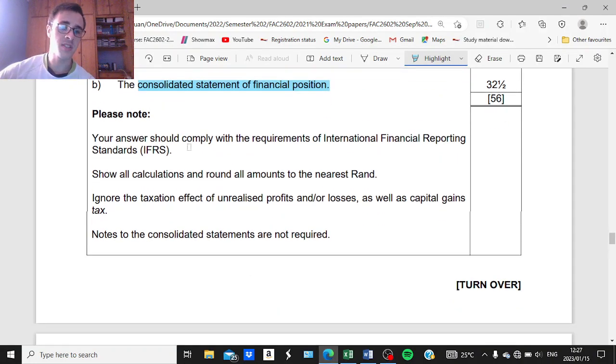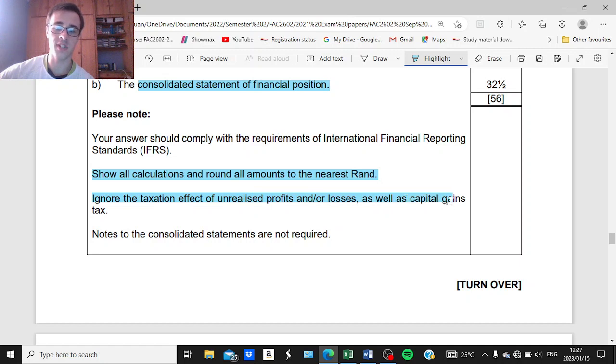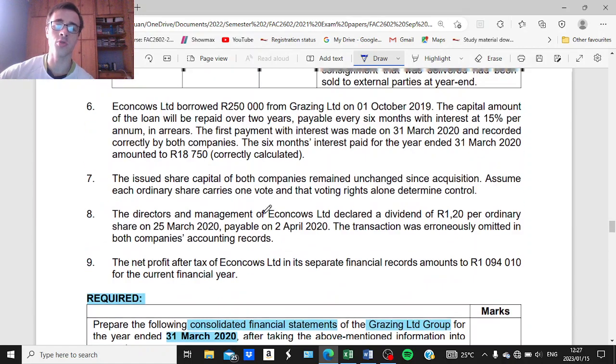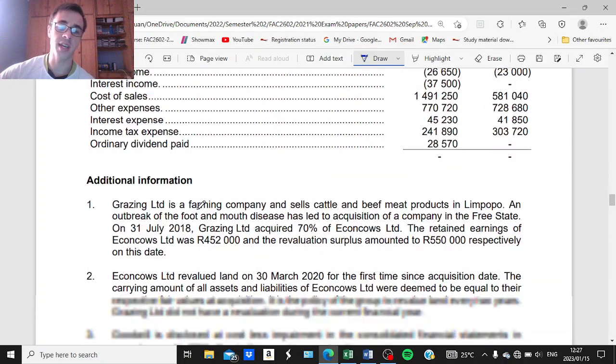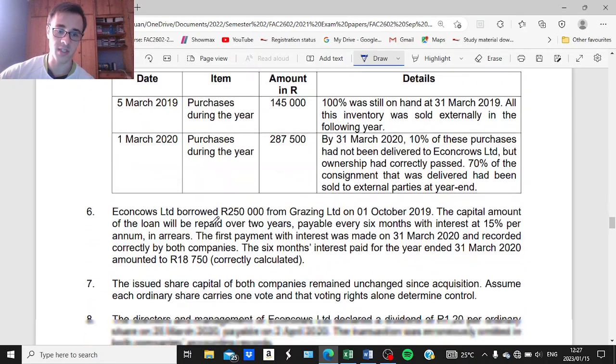Our please note section states that our answer should comply with the requirements of IFRS. We need to show all calculations, round off all amounts to the nearest rand, ignore the taxation effect of unrealized profits and or losses as well as capital gains tax. This will be addressed in the FAC2764 module, the Financial Accounting 3 module. So in FAC2602, when drafting the group's financial statements, we may assume that there will be no change in the income tax expense for both companies.